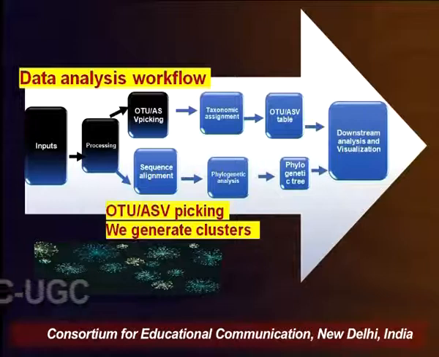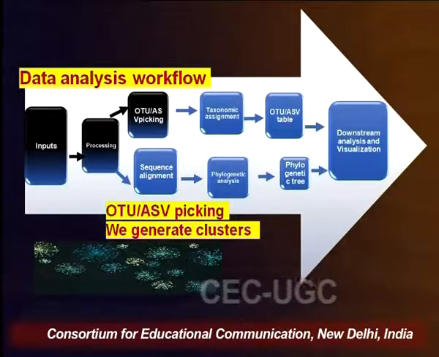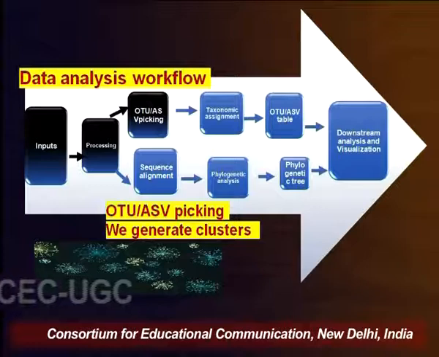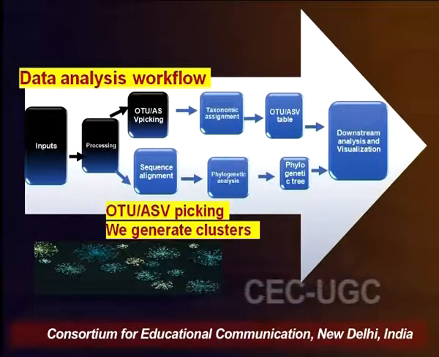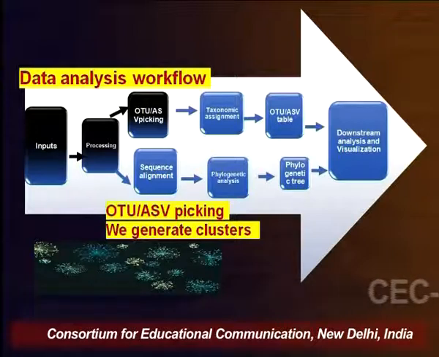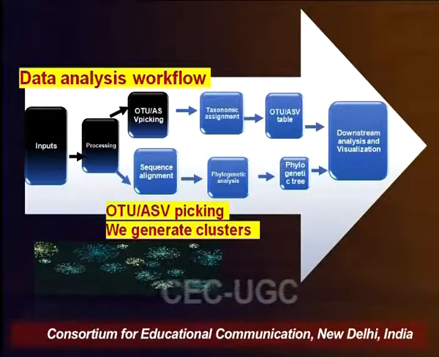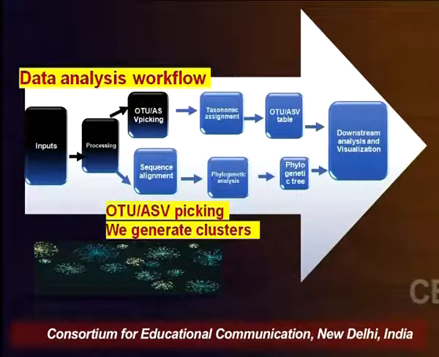So that was the first step, which I say is the most important step. We must make sure that our sequences, our data, is not contaminated and is very good for analysis, because if we leave the errors at this step, that is not going to give us a good outcome and result. So the next step in data analysis here in the workflow is identification or picking of OTUs and ASVs.